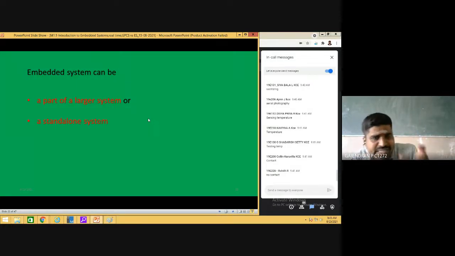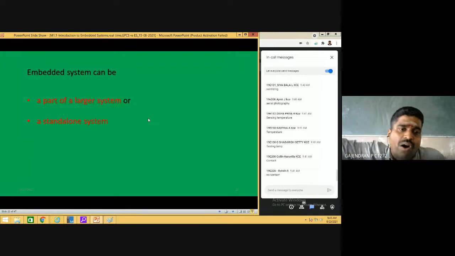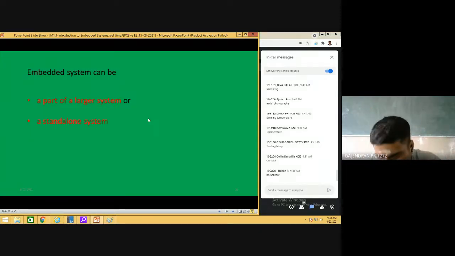Please note down these wordings alone. With no time, we will discuss these two in detail. Part of a larger system and standalone system. Standalone system, what does it mean?